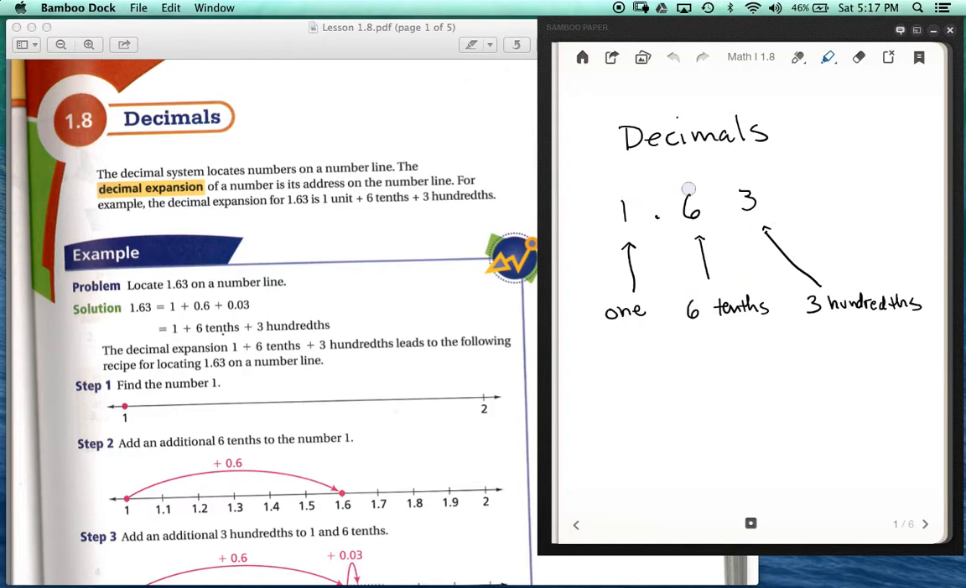So if you were going to say this number, you would say 1 and 63 hundredths. So this is 6 tenths, and this is 3 hundredths, but together they would be 63 hundredths. But this is the tenths place and the hundredths place.